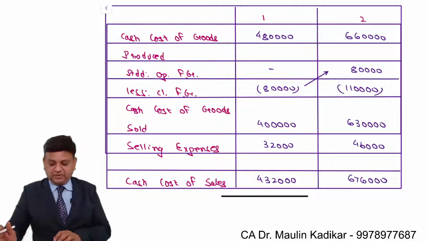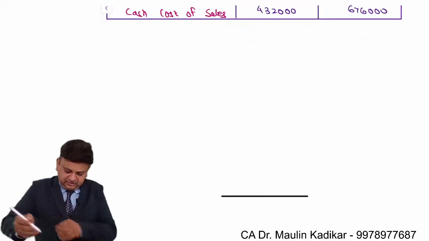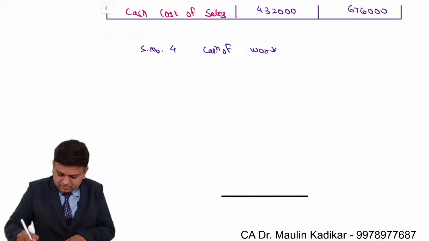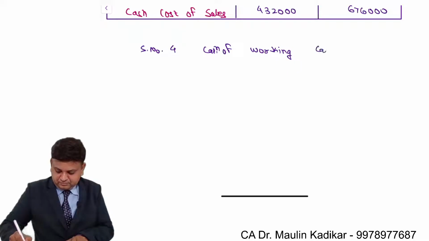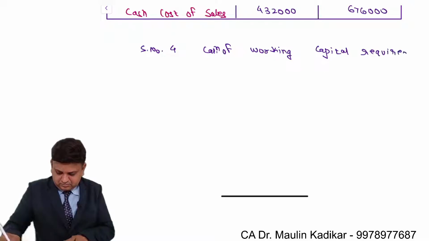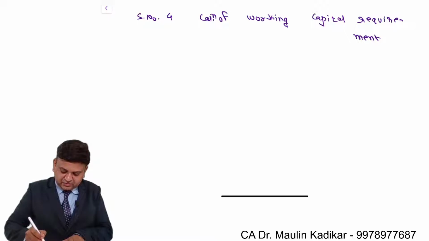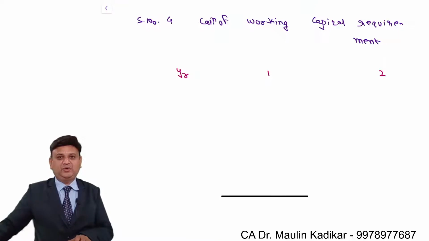Now after this, the most important working is going to start. That is step number 4, the calculation of working capital requirement. Now this is required to be calculated for the first year as well as for the second year. Let us understand how to do it.